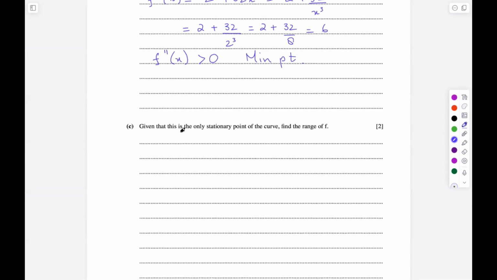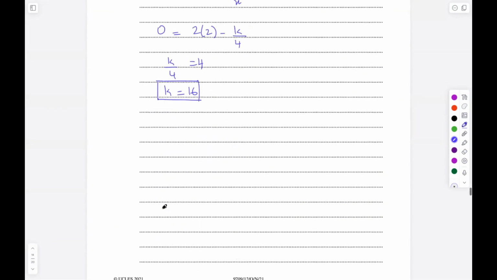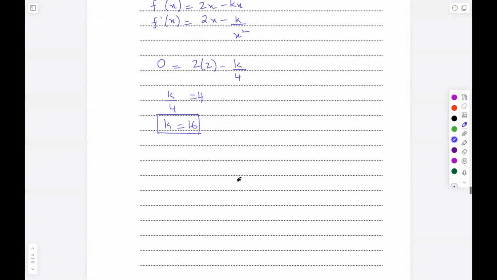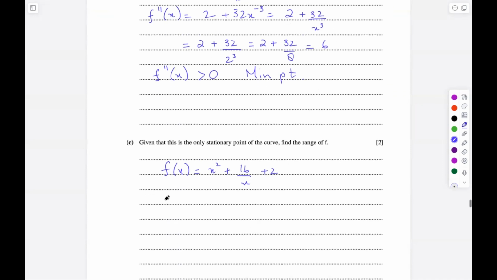In part C, it is saying given that this is the only stationary point of the curve, find the range of f. Now, from the expression, we know that the minimum point was at x equals 2, and f of x was x squared plus k upon x, so that will be x squared plus 16 upon x plus 2. Now the minimum point was at x equals 2, so to find the range of f, as it has a minimum point, we have this x value, and for the range we have to find the y value.